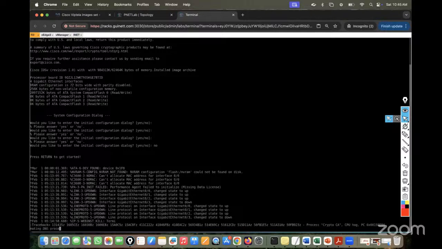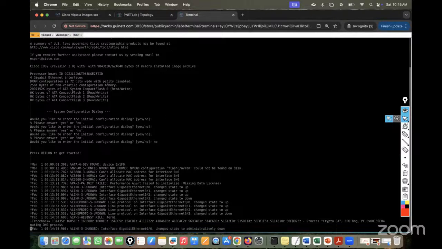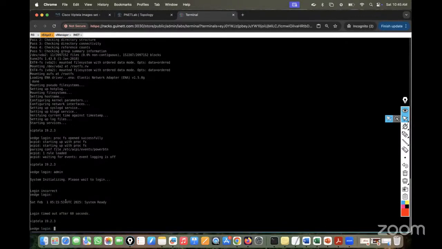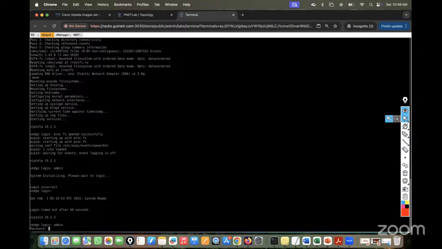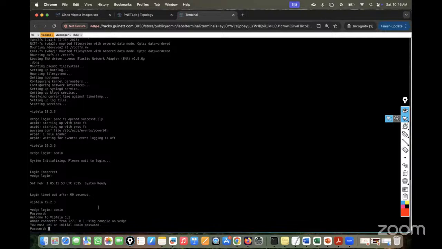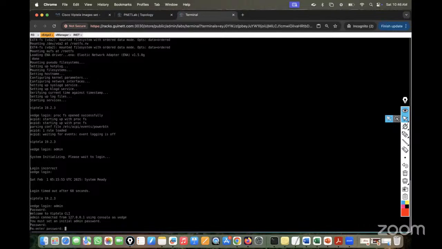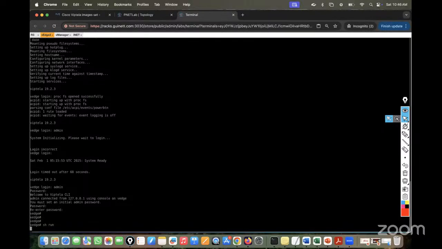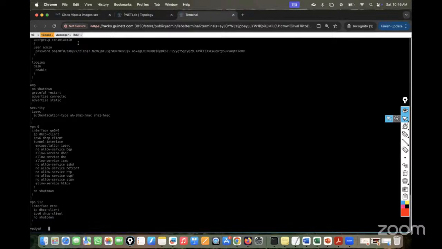You can see this is my router, which is now ready for work. This system is ready. You can see the vEdge, and I'll explain what the vEdge is. If I put the username and password, admin, it is going to ask me to change the password after first login. It's mandatory. So I'll put some password here and re-enter the password. Now here is the router, and you can see this is the default configuration.